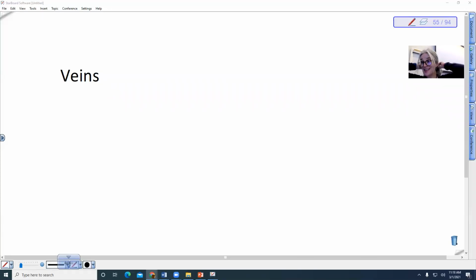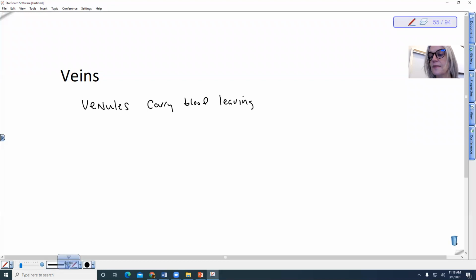Okay, so our veins are carrying blood back to the heart. And so when we look at the circulation, remember that we have arterioles, specifically terminal arterioles, that are allowing blood to go into the capillaries. So we have, at the other end of the capillaries, what are called venules. So these carry blood leaving the capillaries.